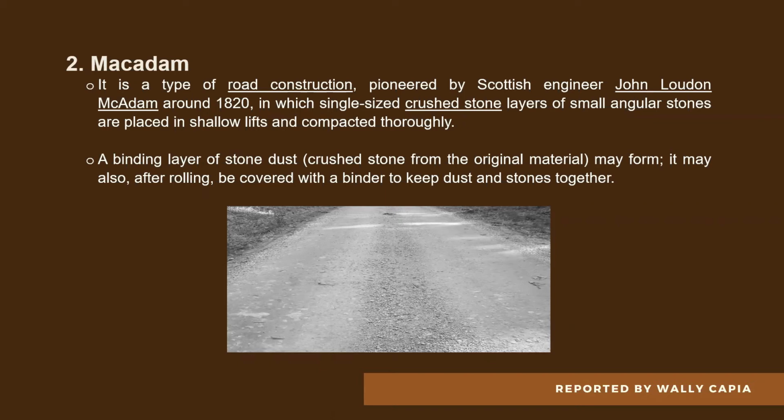Okay, so na kung saan daw sinasabi dito na yung single-sized crushed stones ay nilalagay sa mga shallow lifts at ikinocompact truly. So, ang macadam is either through a binding layer of stone dust or yung mga crushed na stone from the original material and then inilalagay lang siya sa i-construct natin na daan, or it may be also after rolling or kapag ginamitan na ng road roller yung gusto nating daan na kung saan yung mga stones is makakompact truly.